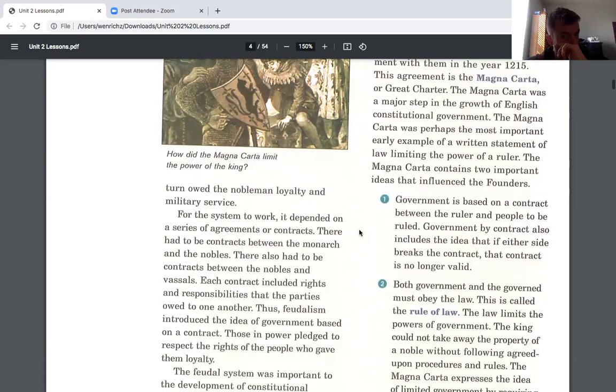One, government is based on a contract between the ruler and the people to be ruled. Government by contract also includes the idea that if either side breaks the contract, that contract is no longer valid.